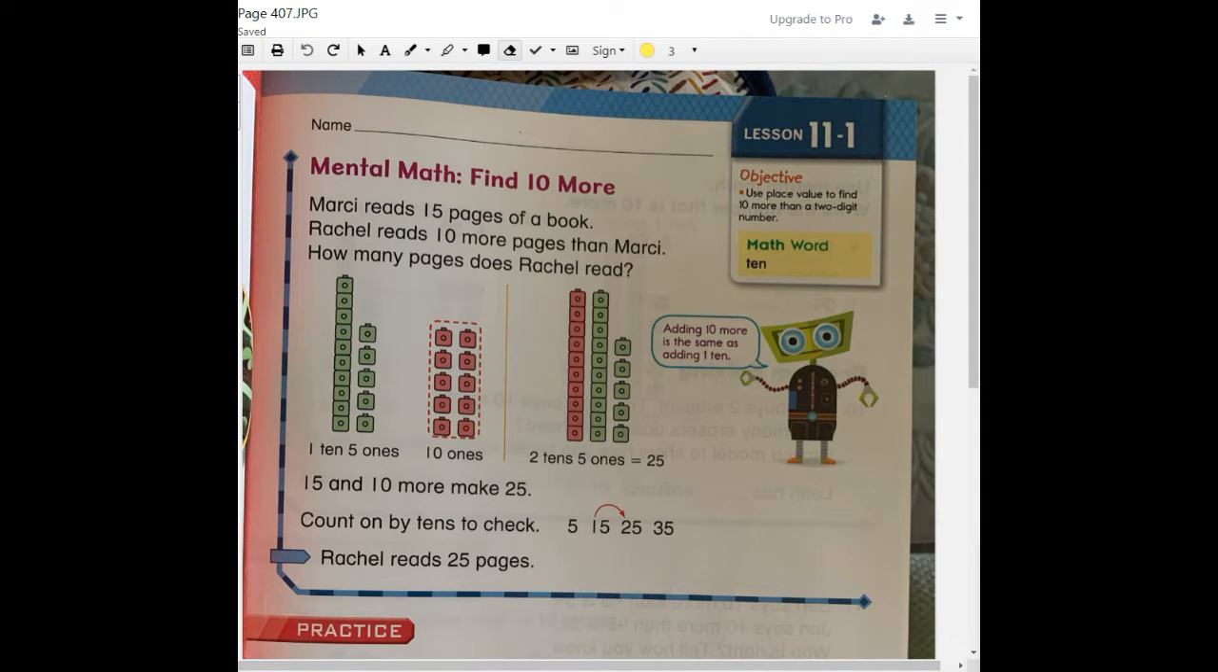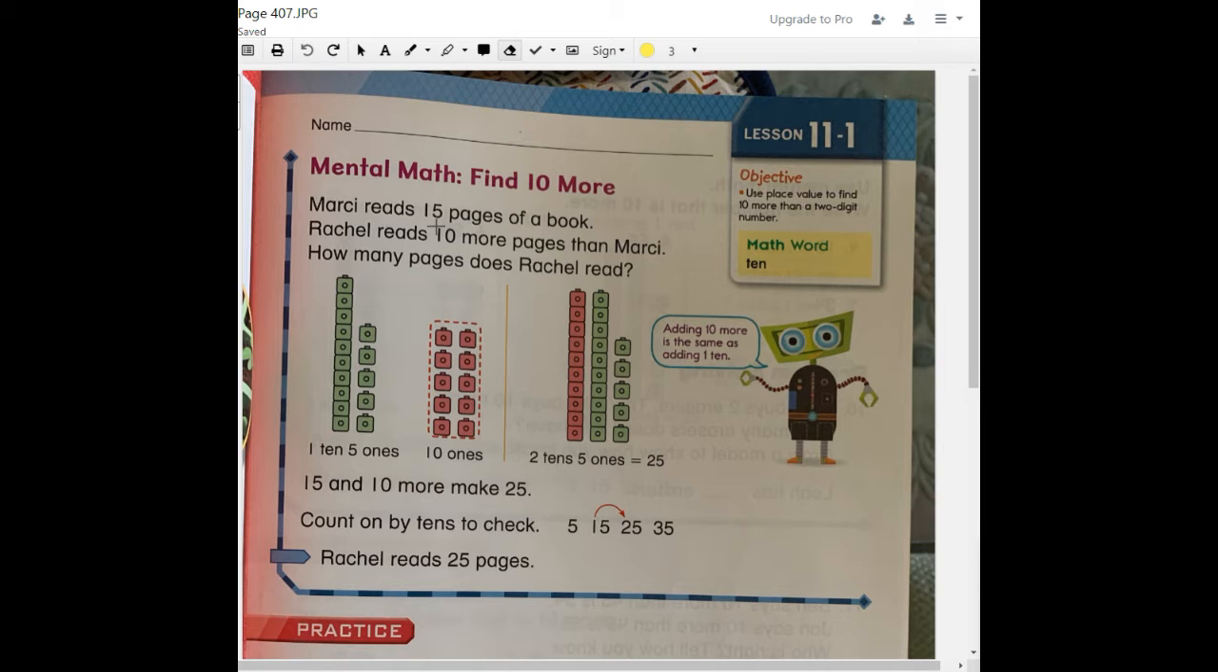Hi, so we're continuing for chapter 11, lesson 1 for today. I hope you did some of the activity of adding 10 that we did with the dice roll before. Now we're going to read the problem here.